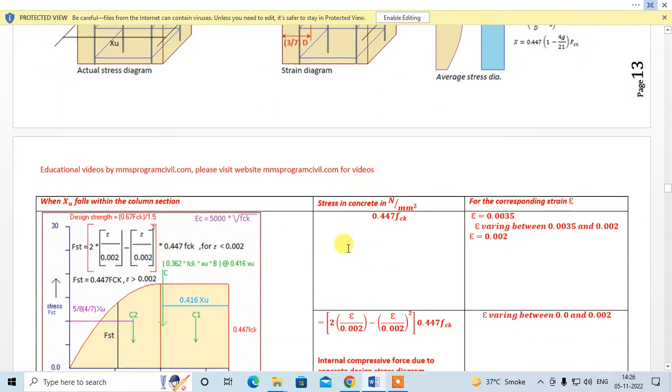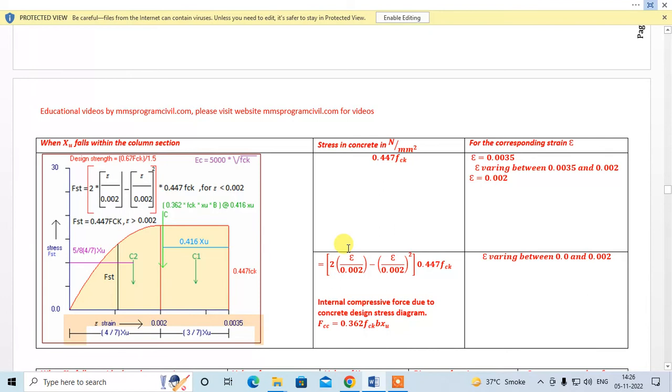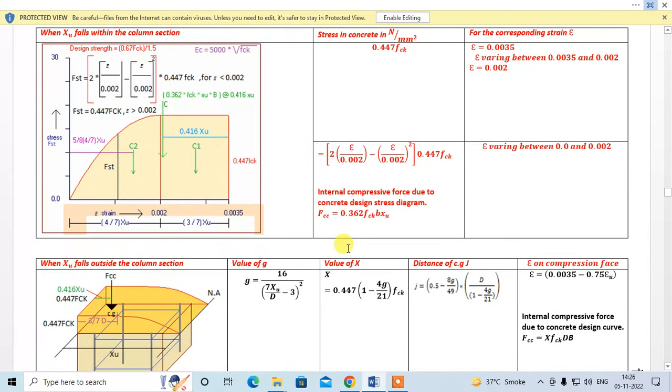Now let me tabulate the above theory in a table. When Xu falls within the column section, this is our design stress concrete type, which we are very familiar with, which we have used many times in the design of structural members. FCC, that is the force, is 0.362 fck b Xu, right?